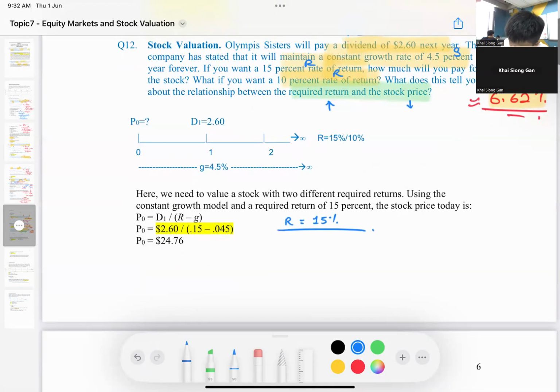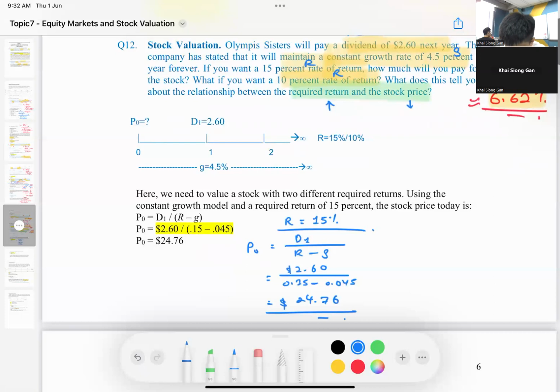Okay, so how do I do? P0 equals D1 divided by R minus G. So D1 is 2.6. Required rate of return is 0.15, and then growth rate is 0.045. So you get 24.76. Okay. And another scenario, when the required rate of return is 10%, same thing as well.